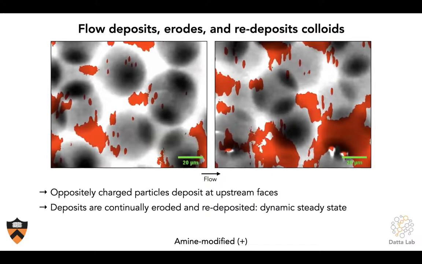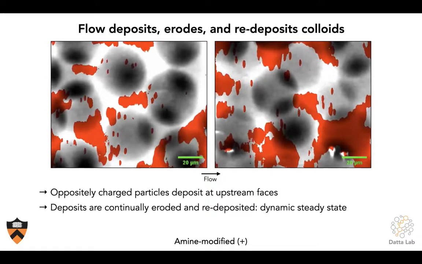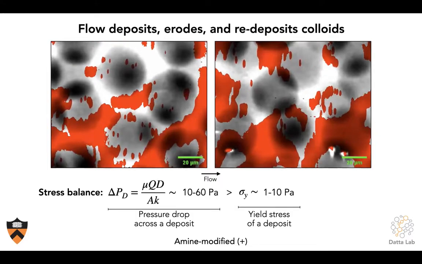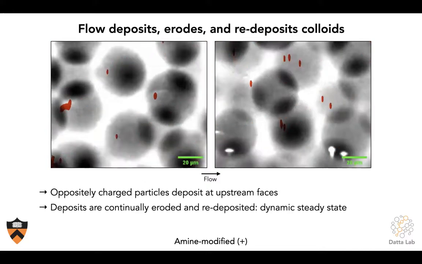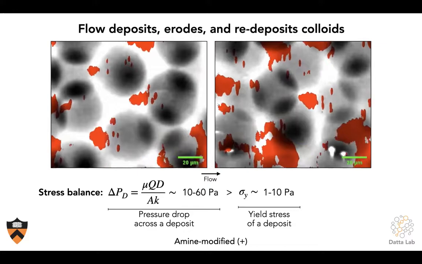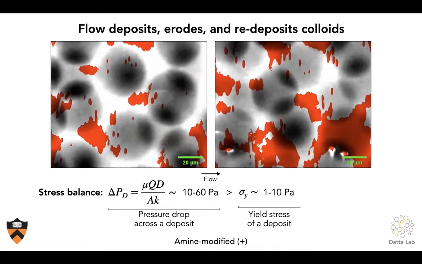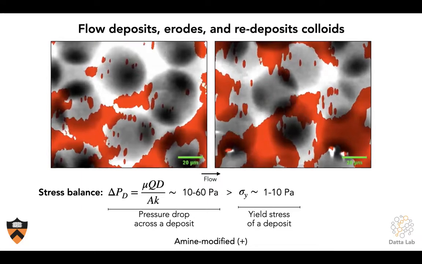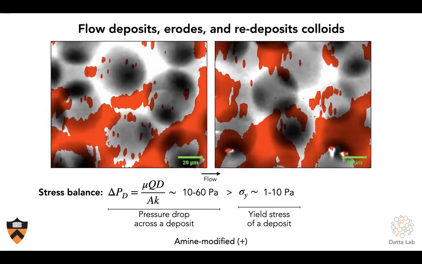So actually, because we measure the flow rate, we know the permeability, we can actually image the deposition, we can just do a very simple stress balance. We can compute the pressure drop, the viscous pressure drop associated with that flowing fluid across one of these deposits. And under these conditions, that pressure drop is larger than the yield stress of these colloidal deposits. That's the amount of stress that you need to put on one of these deposits to fluidize it and cause it to deform and continue to squeeze through the pore space.